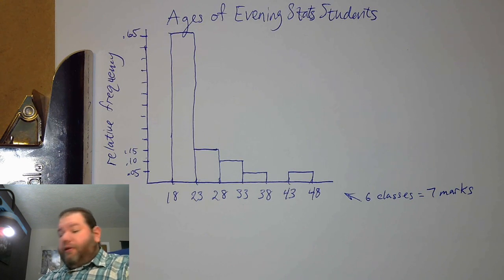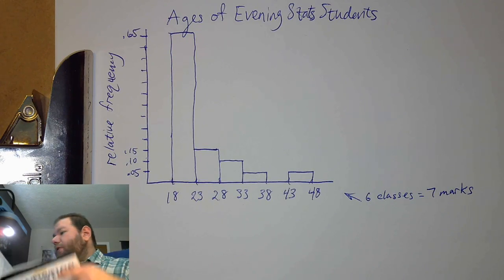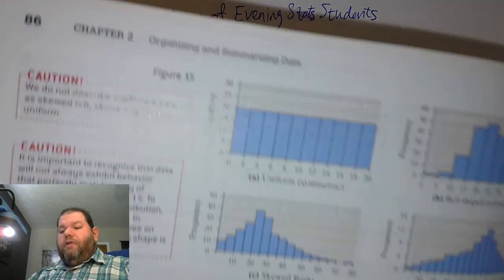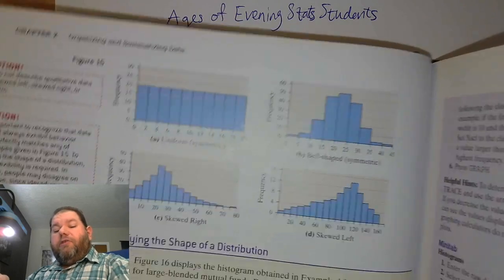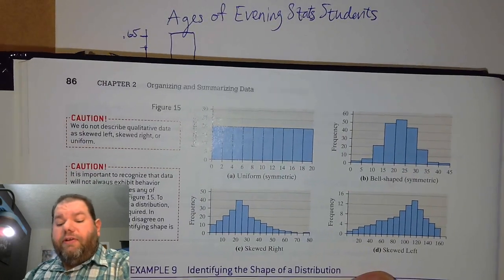Now, the last thing that we're interested in this section is how do we identify the shape of a distribution as it refers to a histogram specifically. So here's our primary shapes that we like to look at, or like to teach at least.